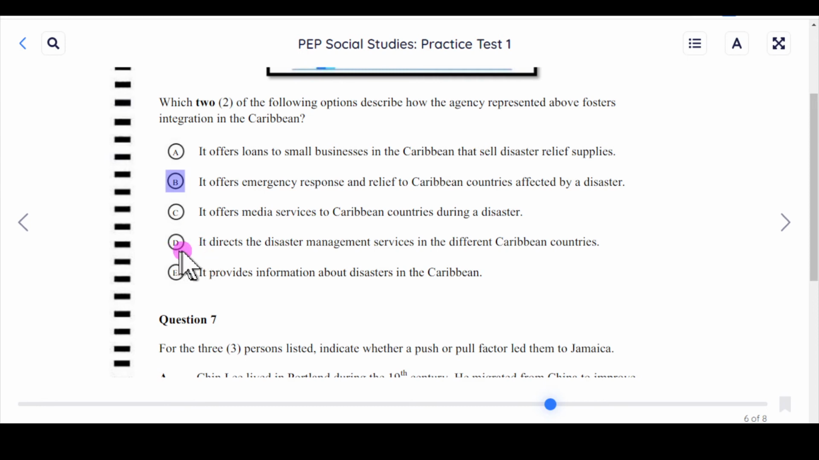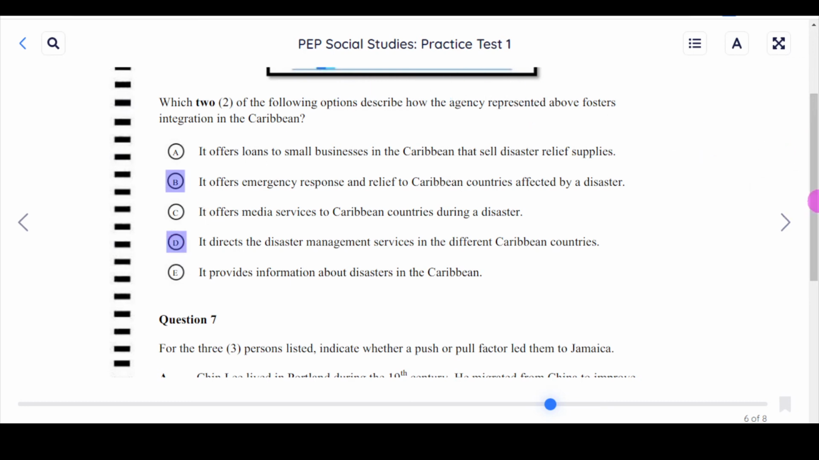Let's go to D. It directs disaster management services in different Caribbean countries. It provides information about disasters in the Caribbean? I would take D. So I'm taking B and D. And when you get to that section in the textbook, which is about chapter 10, that deals with regional integration, CARICOM is one of those ways in which we see regional integration. Some of these agencies are under that whole unit there in chapter 10.